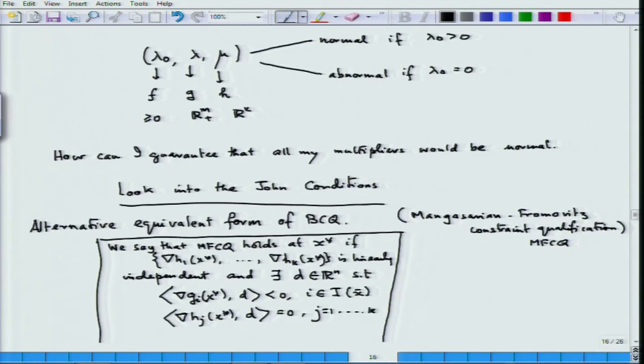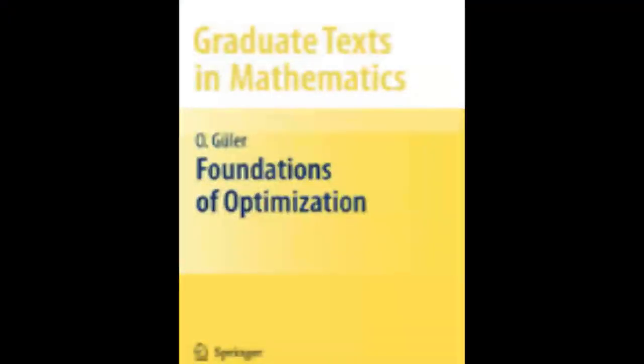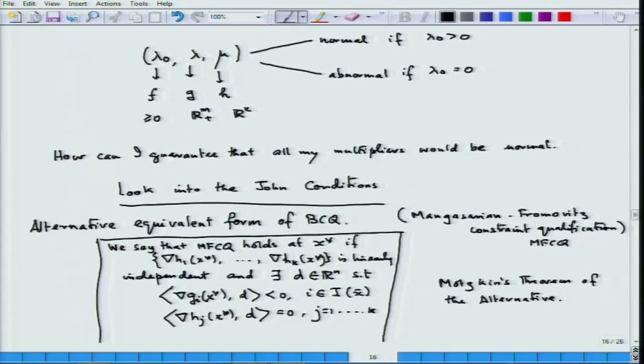Now, how have I come to this? That is a very, very important thing. For this, we actually apply what is called Motzkin's theorem of alternative. Let us first mention Motzkin's theorem of alternative from the book The Foundations of Optimization by Osman Guler, and I have already mentioned this book at the beginning. Take care that this book is very useful for anybody who likes to do some advanced study in optimization. Excellent book.